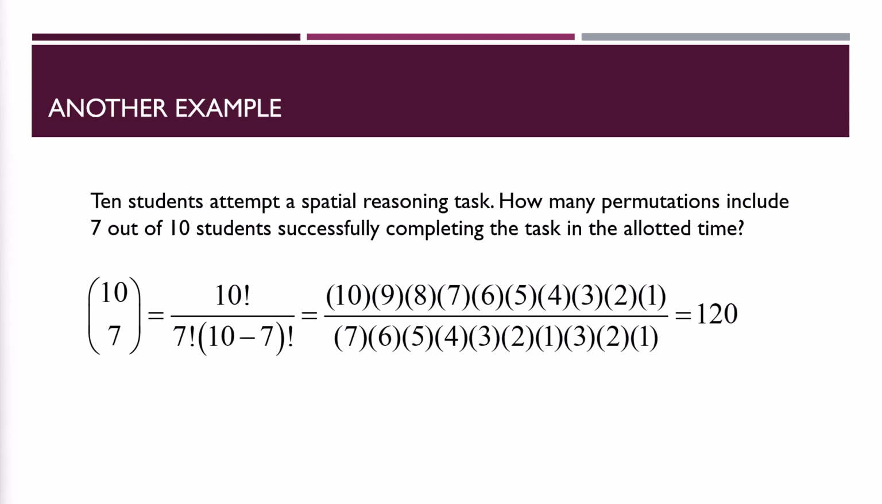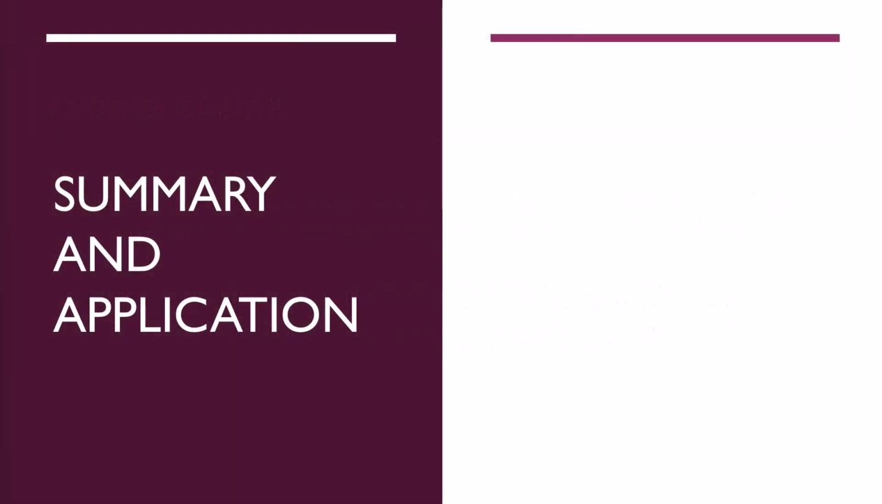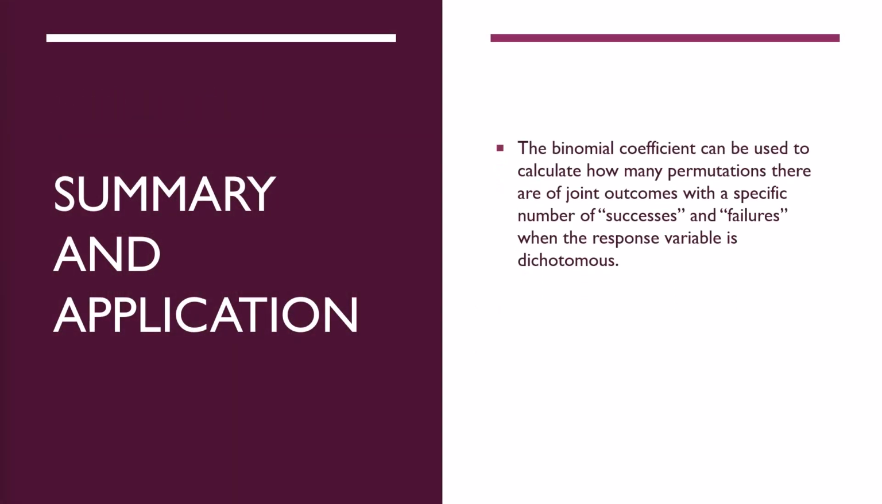You have likely guessed, correctly so, that we don't even have to do this much by hand. Good statistical software will have a function for the binomial coefficient. It is okay to look at how this works and then walk away knowing that you can just use that function. The binomial coefficient can be used to calculate how many permutations there are of joint outcomes with a specific number of successes and failures when the response variable is dichotomous.